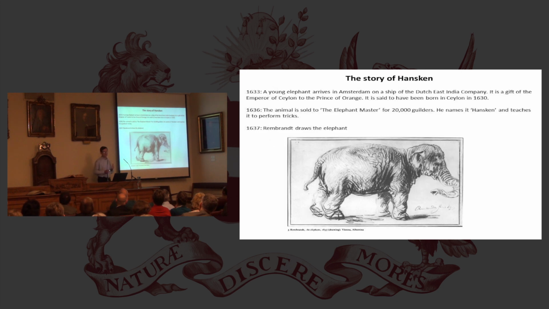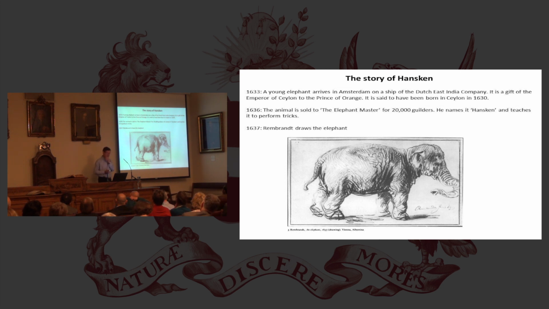And the story of Hansken has been very well reconstructed. There's lots of documentary evidence. Elephants were not exactly ten a penny in Europe in the 17th century. It was, for almost everyone who saw it, the first time they'd seen an elephant or probably even heard about one. Can you imagine what it must have been like? And so the history of Hansken is very well known from a lot of documentary evidence.